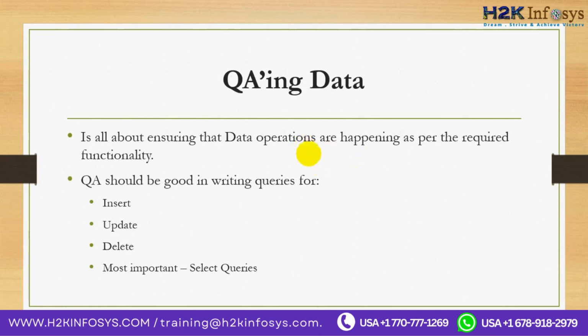QAing data is about ensuring that the data operations are happening as per the required functionality. That's the general definition of QAing data. So QA should be good at writing queries for insert, update, delete, and especially select queries, which can include joins to retrieve data from multiple tables. We also saw an example of how to write joins to retrieve data from three tables, so when you get time, try to refer to them. You should be really good at insert, update and delete, as well as select queries. Okay, now go to the next slide.